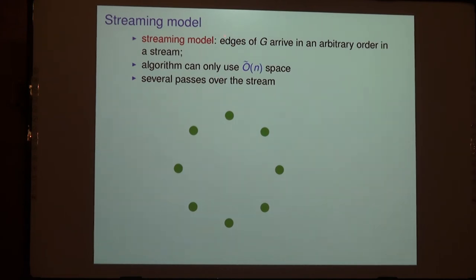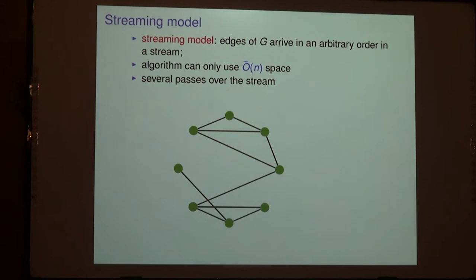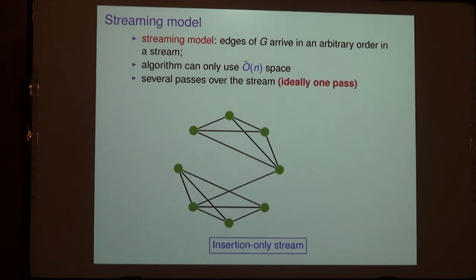So we think of our input as being a graph. It's a graph on n vertices and m edges. And we think of the vertices of the graph as being known. So maybe the vertices are numbers between 1 and n, or you know their identities. And these are the green dots on the slide. And then the edges of the graph arrive in some order in a stream, like this. And the algorithm needs to look at the stream and at the end of the day output the answer.